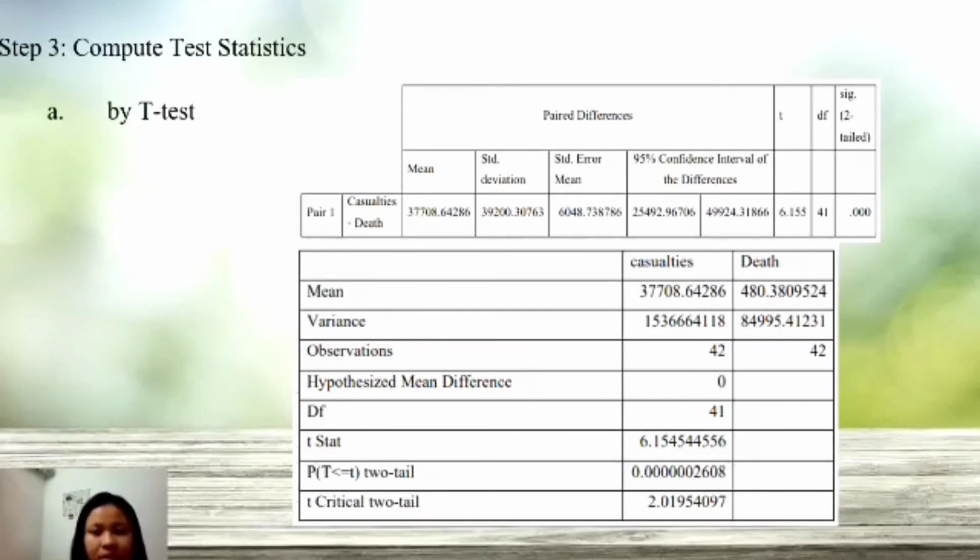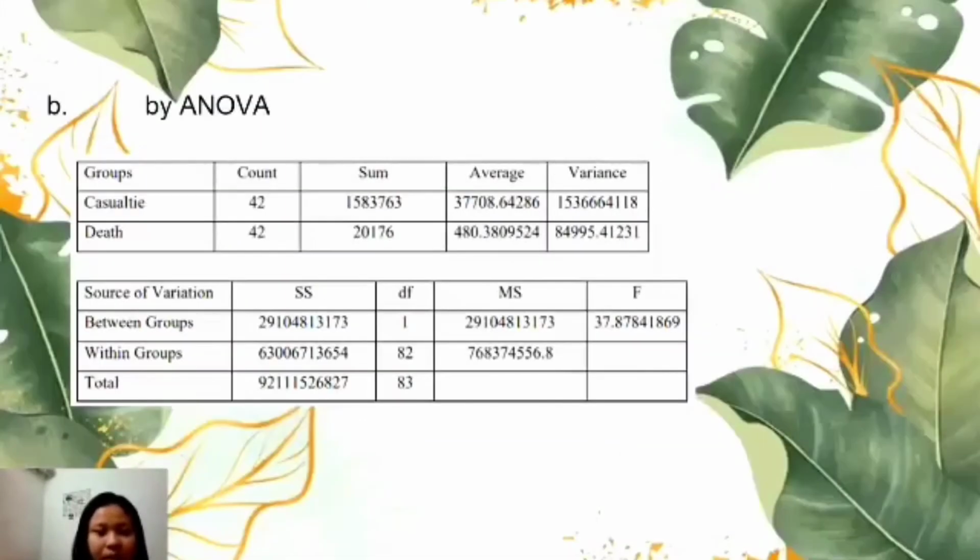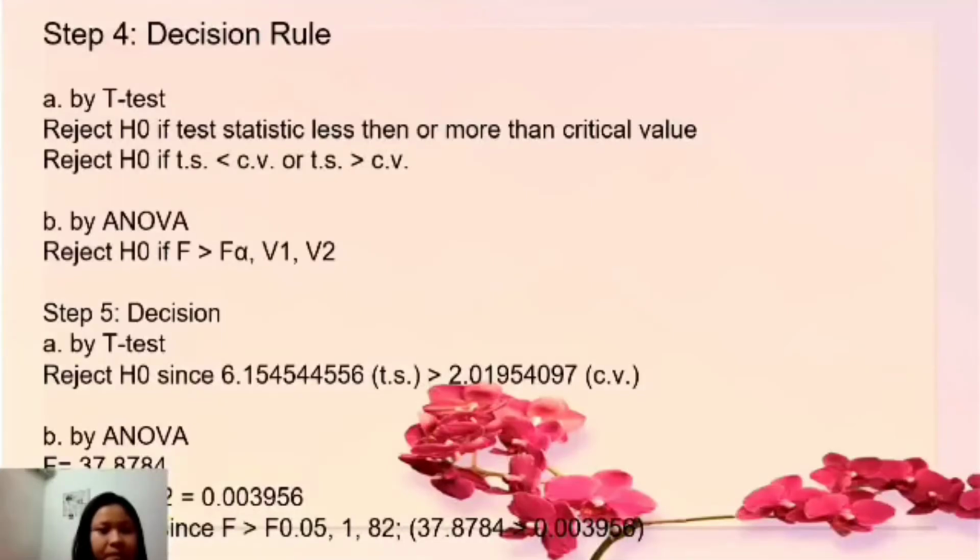First is the t-test. This here is the table of calculations of the t-test. And the next is ANOVA, and these are the calculations of ANOVA. Step 4 is the decision rule. If we want to reject the null hypothesis in the t-test, the test statistic must be more than the critical value. And in ANOVA, if we want to reject the null hypothesis, the F must be bigger than F alpha, V1 and V2. And the last step is decisions.